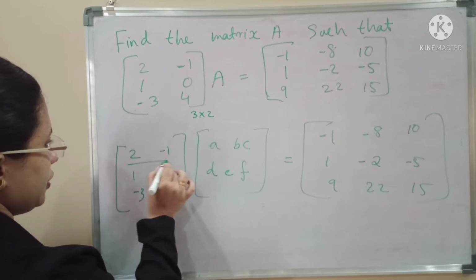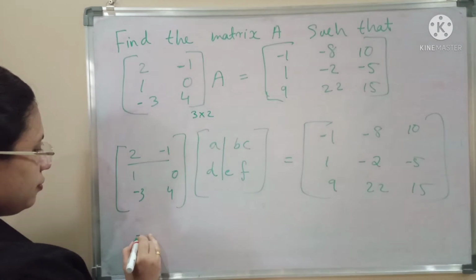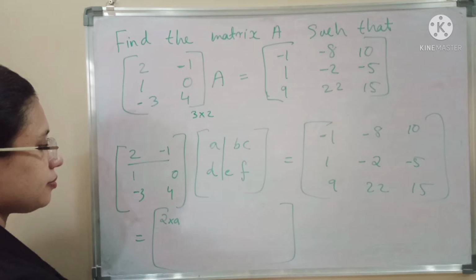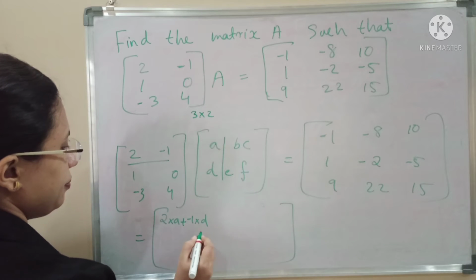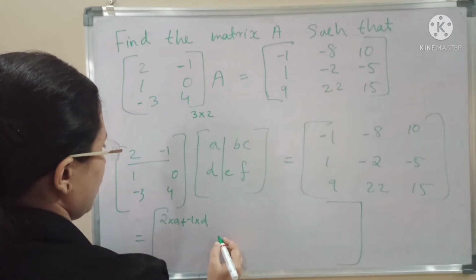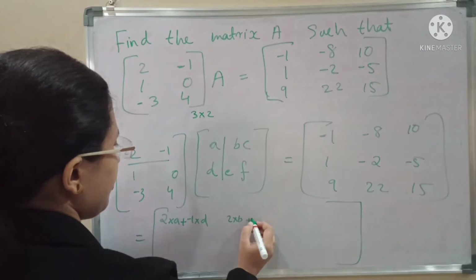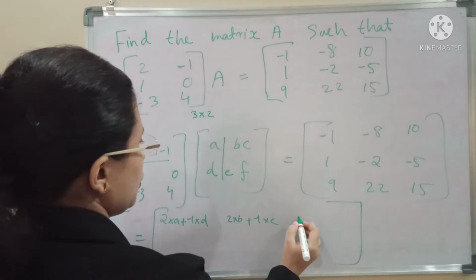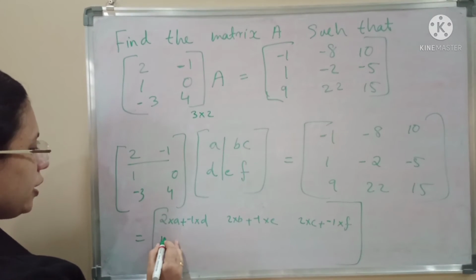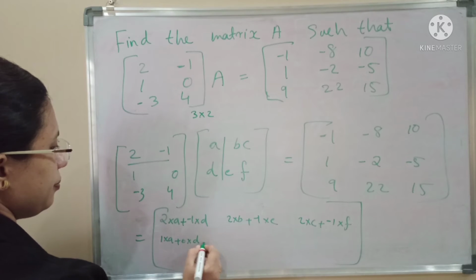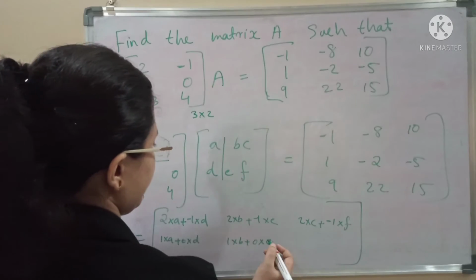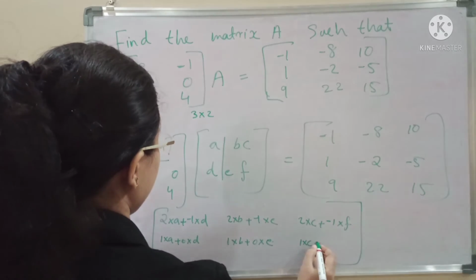So multiply first row, first column: 2 into A plus minus 1 into D. First row, second column: 2 into B plus minus 1 into E. 2 into C plus minus 1 into F. Next, 1 into A plus 0 into D, 1 into B plus 0 into E, 1 into C plus 0 into F.